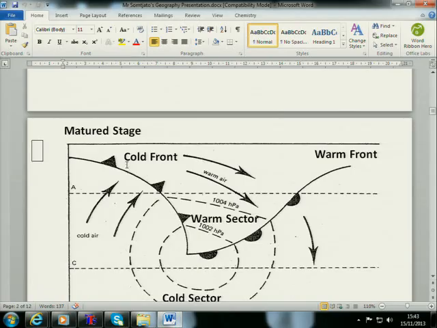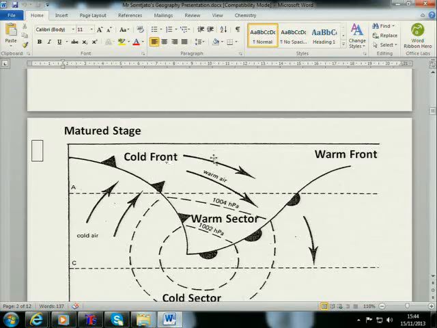Why is it called the cold front? It is because the cold air is approaching the warm area. Because it is the cold air that is approaching, it is called the cold front. It is important that the learners should know the name of this feature. It is the cold front.